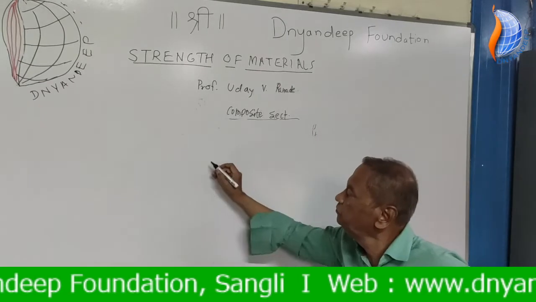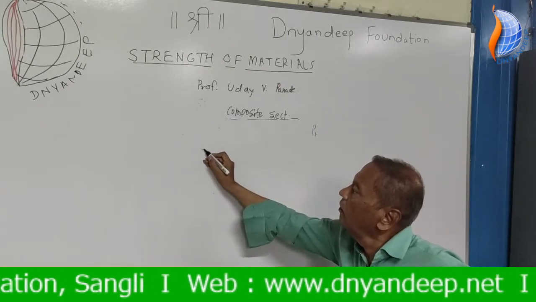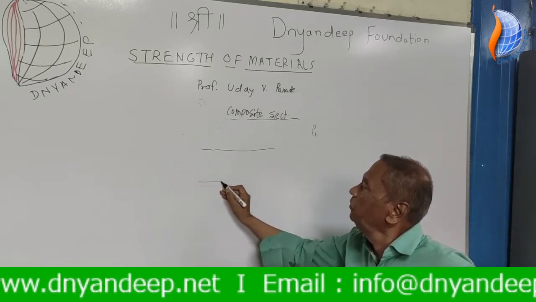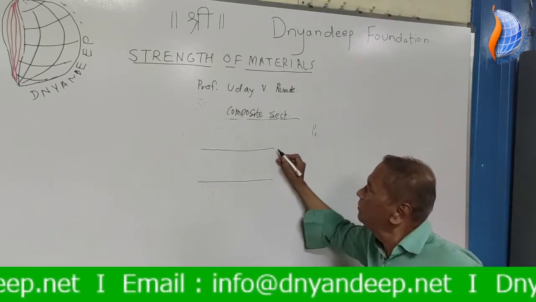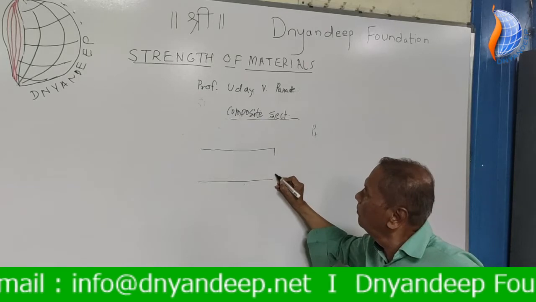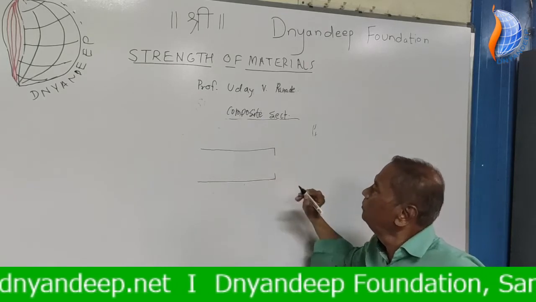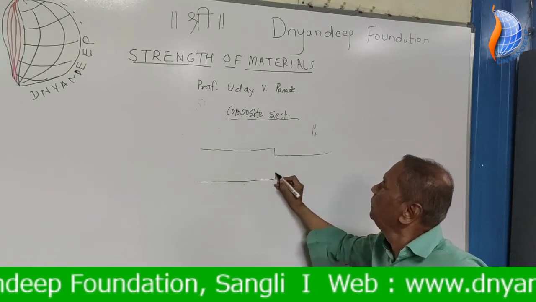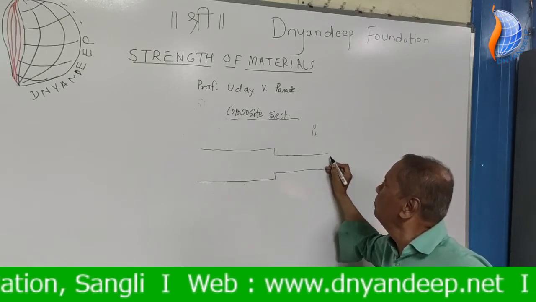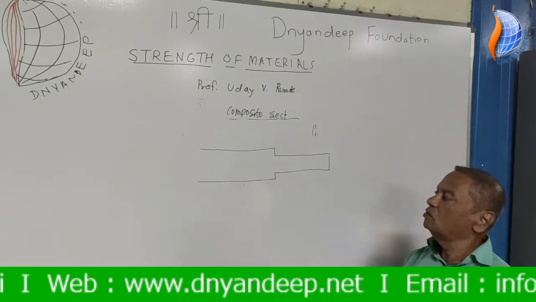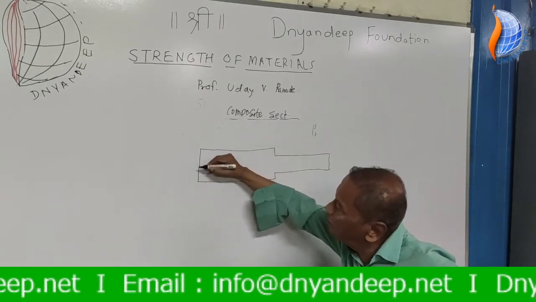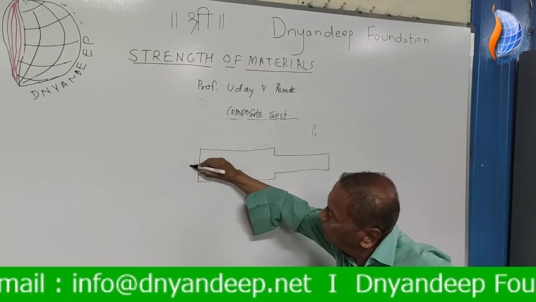For example, now in this case, material is same, but cross sections are different. Now let us see how to find or what is the problem.